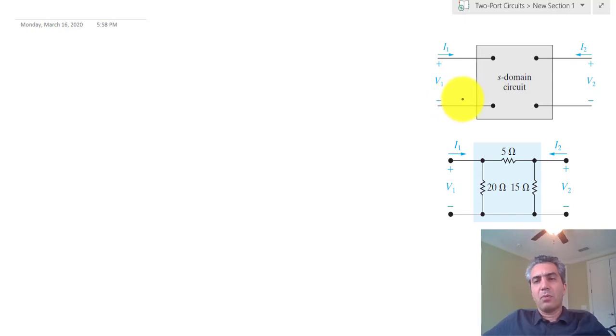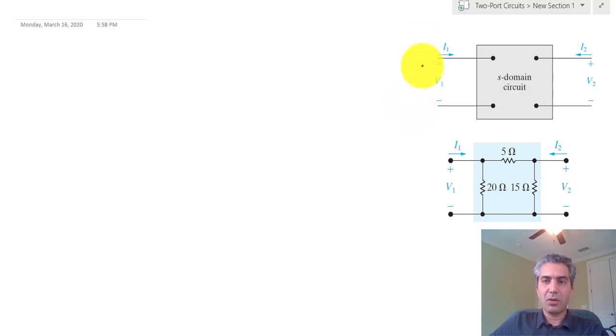That said, the goal of the analysis is to find out how the voltage and currents of these two ports relate to each other, and find an equation that can simply tell us how to go from one set of these parameters to the other set. Now let's discuss what we mean by set of parameters.